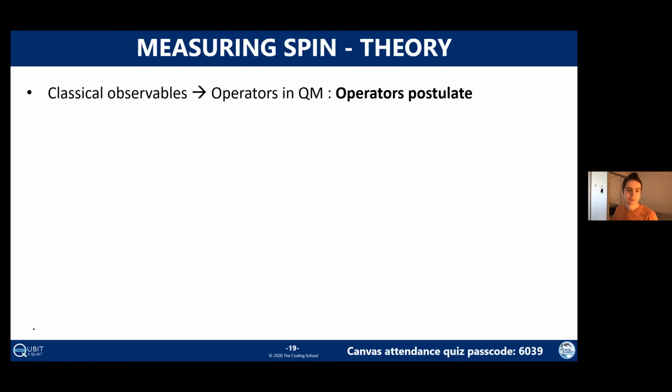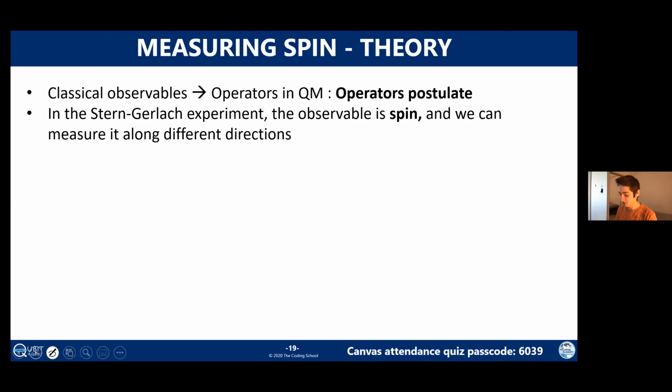Okay, so let's tackle one of the postulates: that classical observables become operators in quantum mechanics. Again, that's called the operators postulate. So how does this apply to the Stern-Gerlach experiment? Well, in the Stern-Gerlach experiment, the observable, which again is just the thing that we're measuring, is spin. The whole experiment is there to try and measure spin.